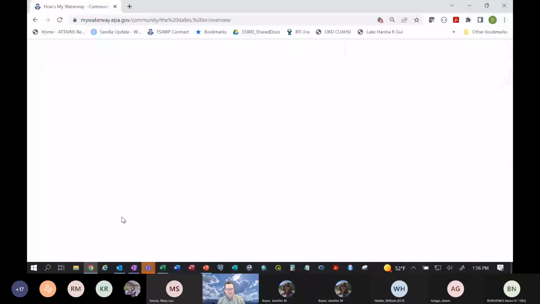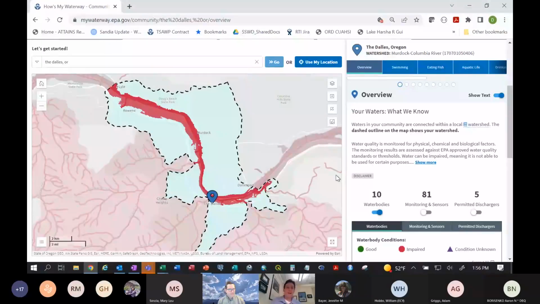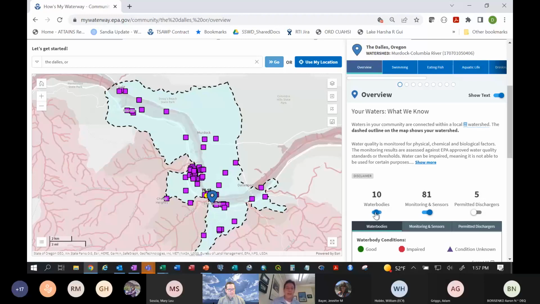All right, the first thing I'm going to show you is How's My Waterway. I already queried this to The Dalles in Oregon. I thought this was a pretty interesting spot. They're on the Columbia River. This is showing the overview of what's going on there, but just to show you how easy it is once the data are published in the Water Quality Portal for that data to show up anywhere. If I toggle this monitoring and sensors tag, I'm going to turn off the waters layer right now. Every single one of those purple squares is a monitoring site that has been published through the Water Quality Exchange to the Water Quality Portal.